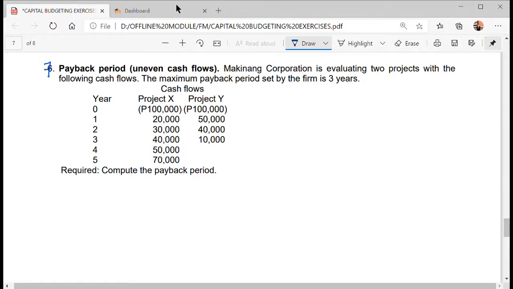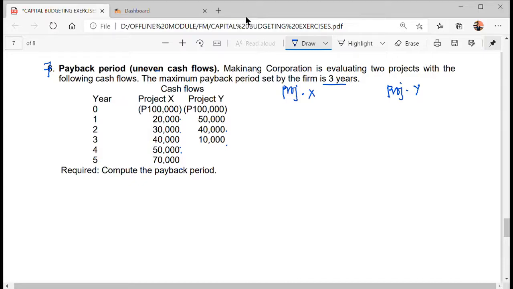So say uneven, ma'am, dili pari-parihas ang cash flow kada tuig. So dili sila pari-parihas. So there are two projects. The maximum period set is 3 years. So let's evaluate which project would be better. So you have project X and you have the project Y. So first is you compare which one is better, and then kung kinsa mas better sa duha, i-compare nimo sa maximum payback period. Okay? So how do we determine the payback period if it is uneven?